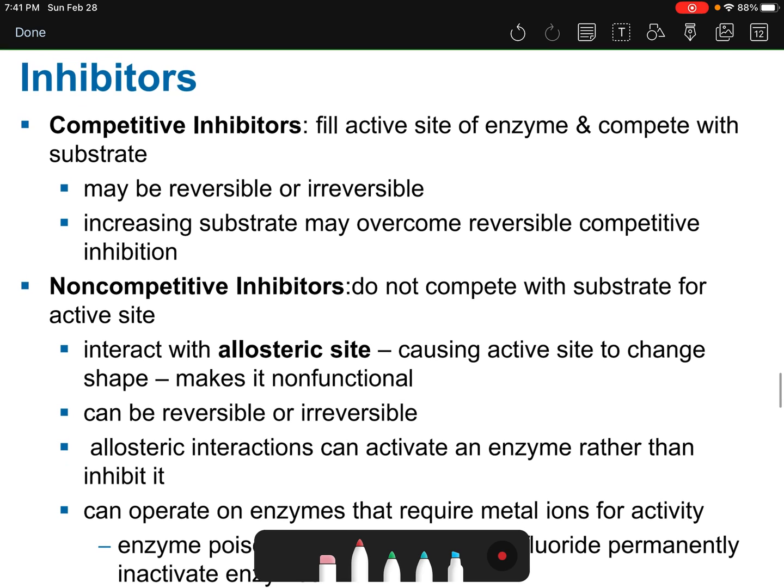Now this last topic of things that can affect how enzymes work deals with inhibitors. There are two types that I want you to know about: competitive inhibitors and non-competitive inhibitors. Competitive inhibitors fill the active site of the enzyme, and so they compete with the substrate. That's why they're called competitive inhibitors.